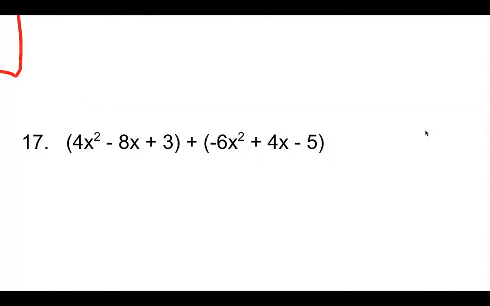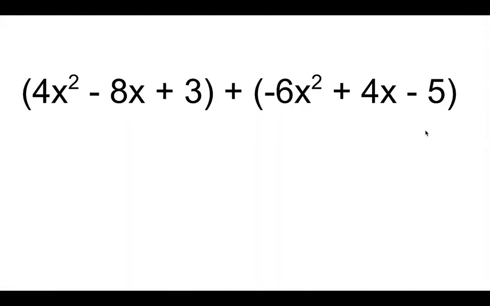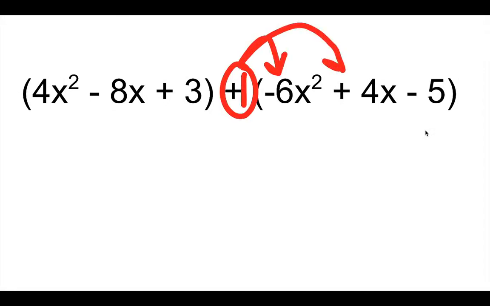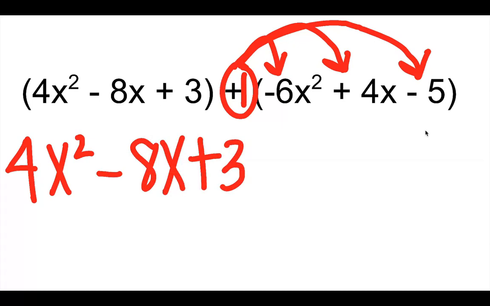17, we're adding. So again, adding, you don't really have to distribute if you're just in the habit of distributing. You're just distributing a positive 1 to everything inside. So I'm just going to bring down all of this. 4x squared minus 8x plus 3. All these signs are just staying the same. I'm just bringing it down.